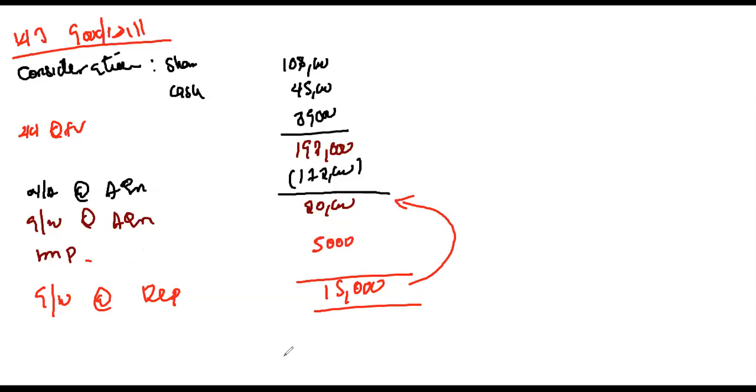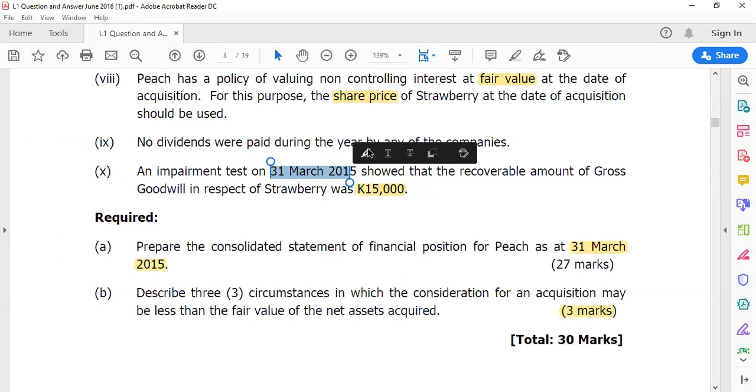Let's get back to that. An impairment test on 31st December 2015 was taken. We're reporting at 31st. An impairment test showed that the recoverable amount of gross goodwill in respect of Strawberry was 15. So they're able to recover only 15 at report. Students are used to being told the goodwill was impaired by so and so, so they just list it. But in this case, the examiner told you the actual figure and didn't tell the impairment. So you have to be careful in the exam.